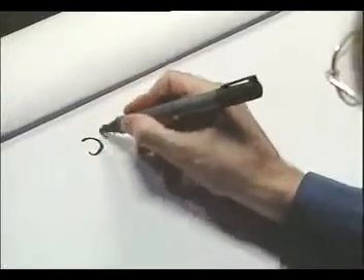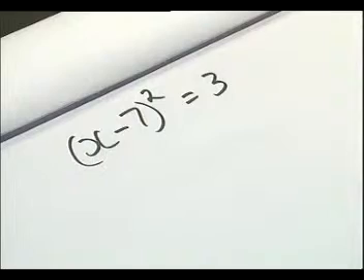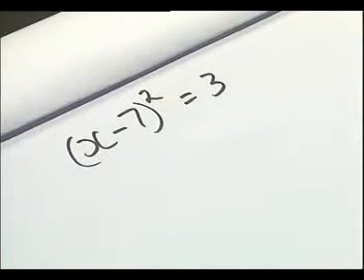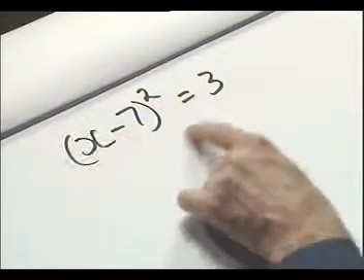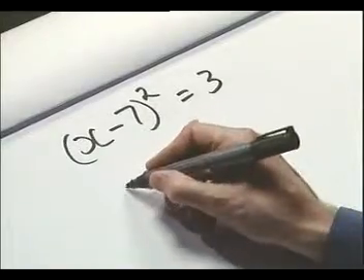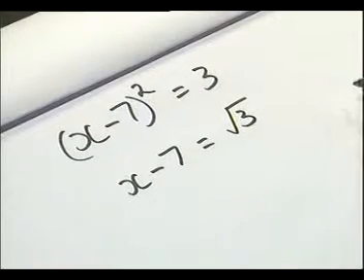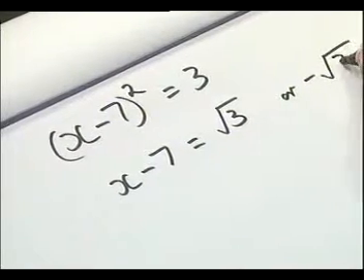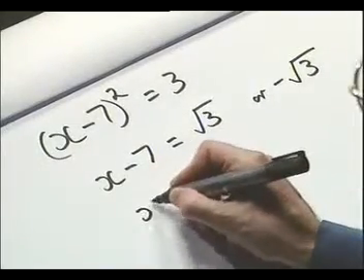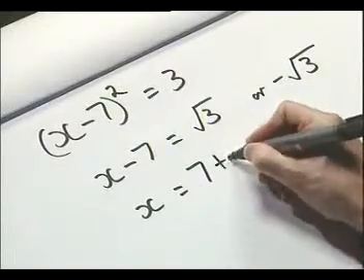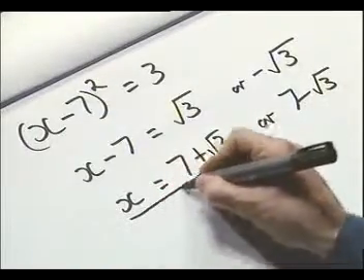Let's have a look at something now like x minus 7 all squared equals 3. How can we solve this? Well, again, this side of the equation, we've got something called a complete square. So we can take the square root of each side. x minus 7 is equal to the square root of 3, or minus the square root of 3. And so we can now add 7 to each of these. So x is equal to 7 plus root 3, or 7 minus root 3.